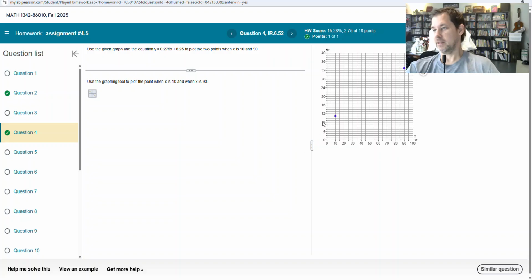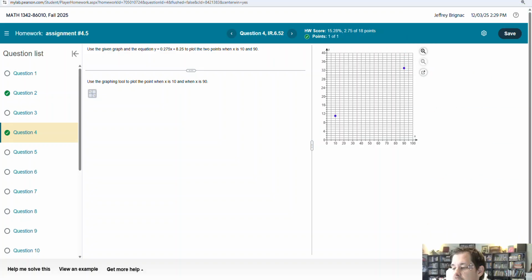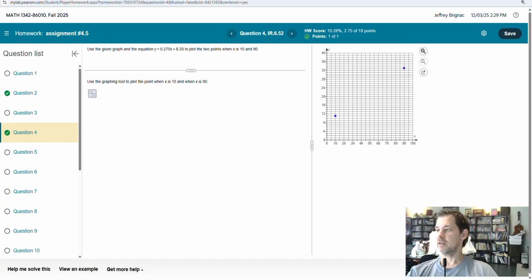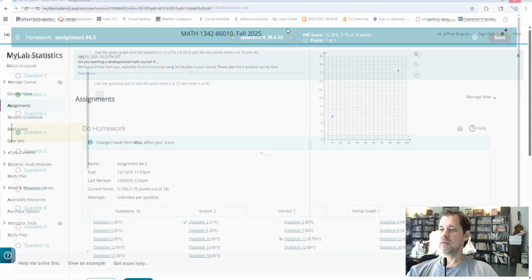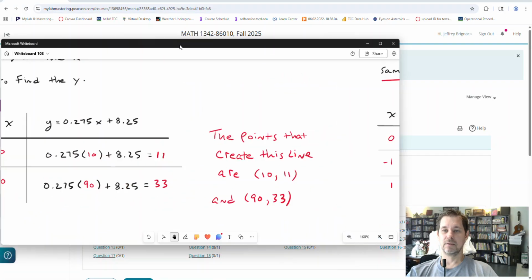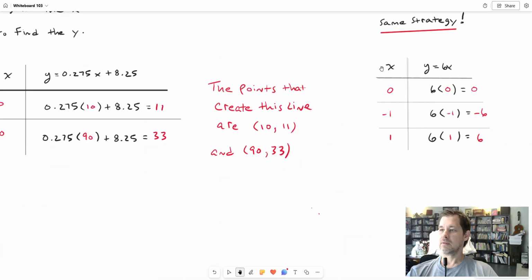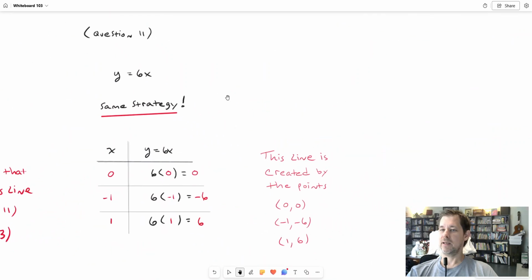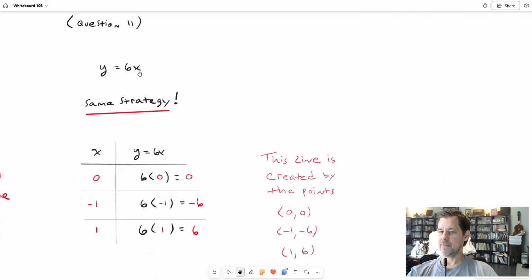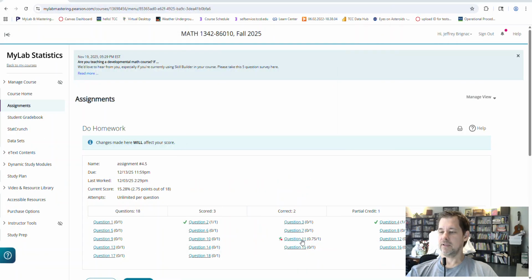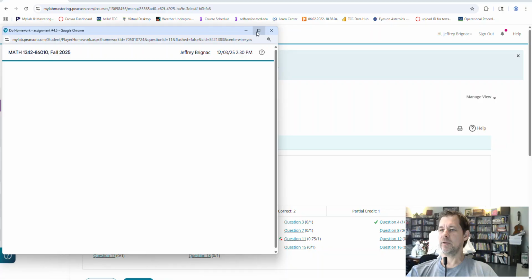But let's do another one where maybe it gives us a little bit more instructions. Okay, so I want to do question 11. It has the same strategy. I'm given an equation, and this time they give me 3 points. I'll graph all 3 points and see if it makes a line like it's supposed to. Question 11, you'll see it. It's going to open and give me this table where I make the points first.